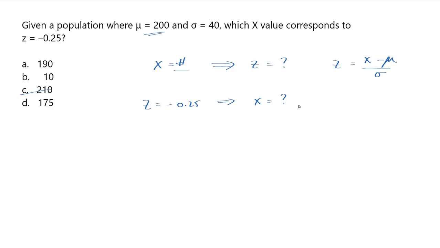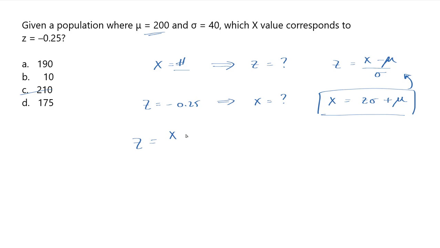Now, in order to do this, I'm going to need to use this formula. It looks like this: x equals z sigma plus the mean. Now, you may not have this written down on a formula sheet. You may not know where this came from. But really, this is simply the formula up here rearranged to give me x. And I'll show you how you do it.